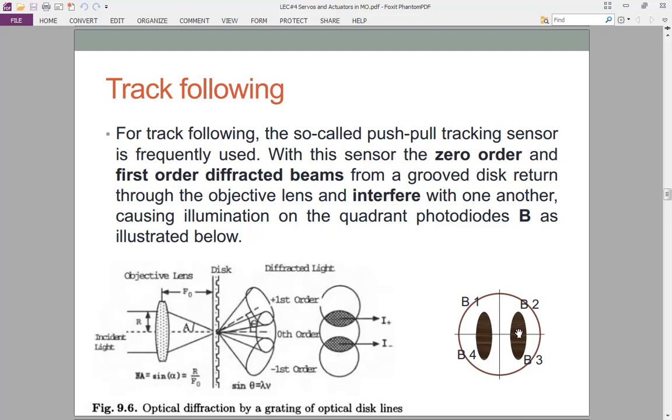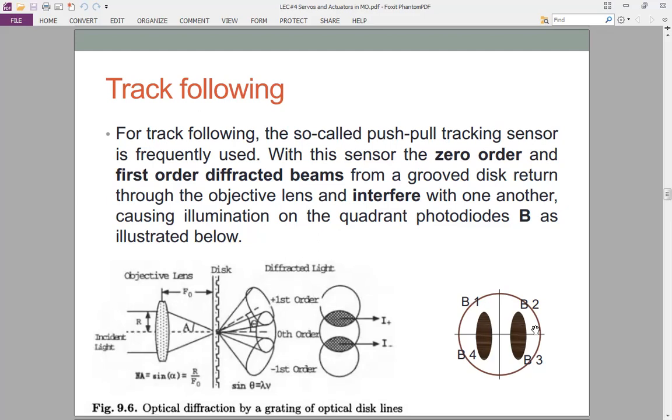If the reverse happens, assuming that the laser is not on the track, then one side of the quadrant will have an ellipse and the other side will not. Because of that, the intensities will not be the same. And if intensities are not the same, it will generate an error. When an error is generated, then action is taken.